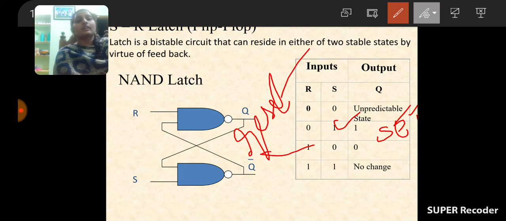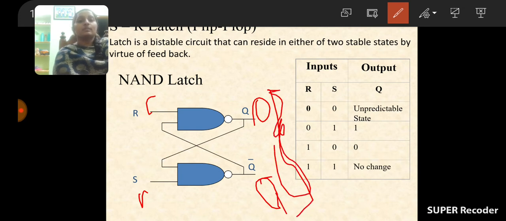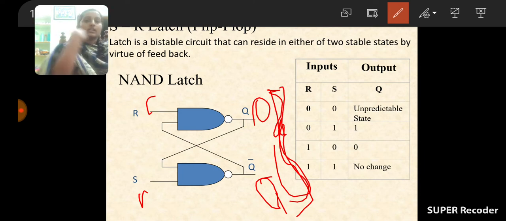If both are high, any of the inputs is high, then what are we getting here? Both outputs are 0. But again, it will violate the original principle of outputs. What is the law of original outputs? Outputs are always complemented to each other.